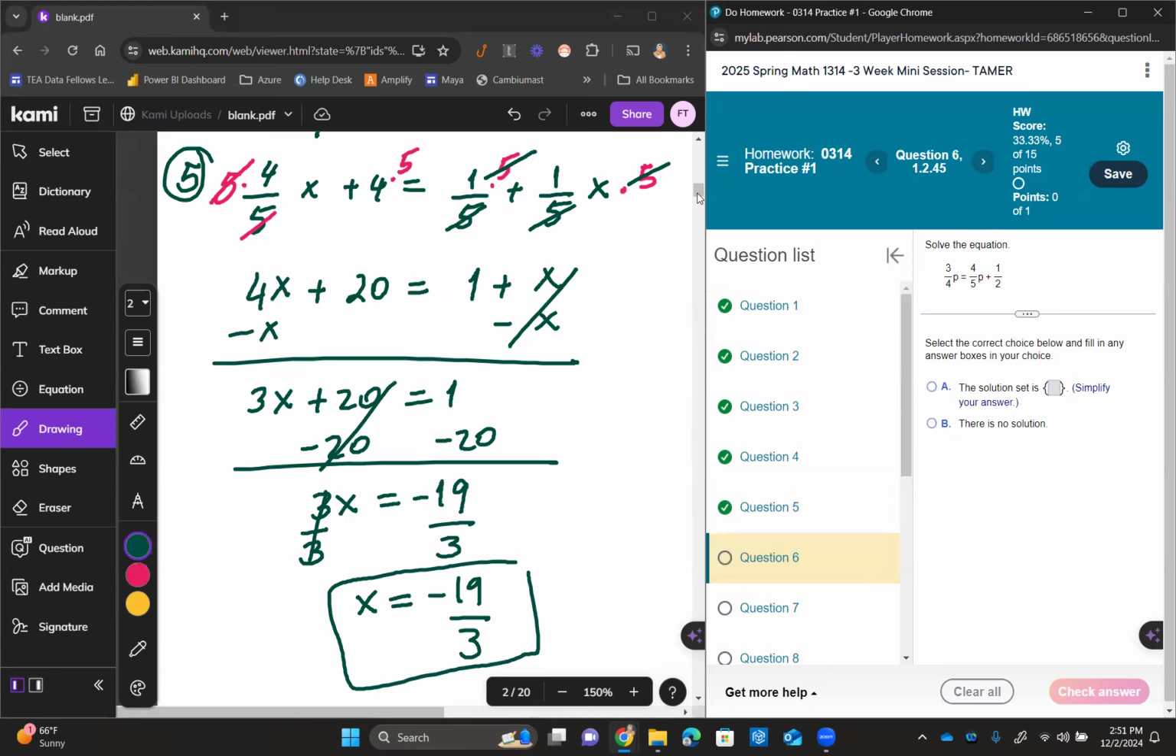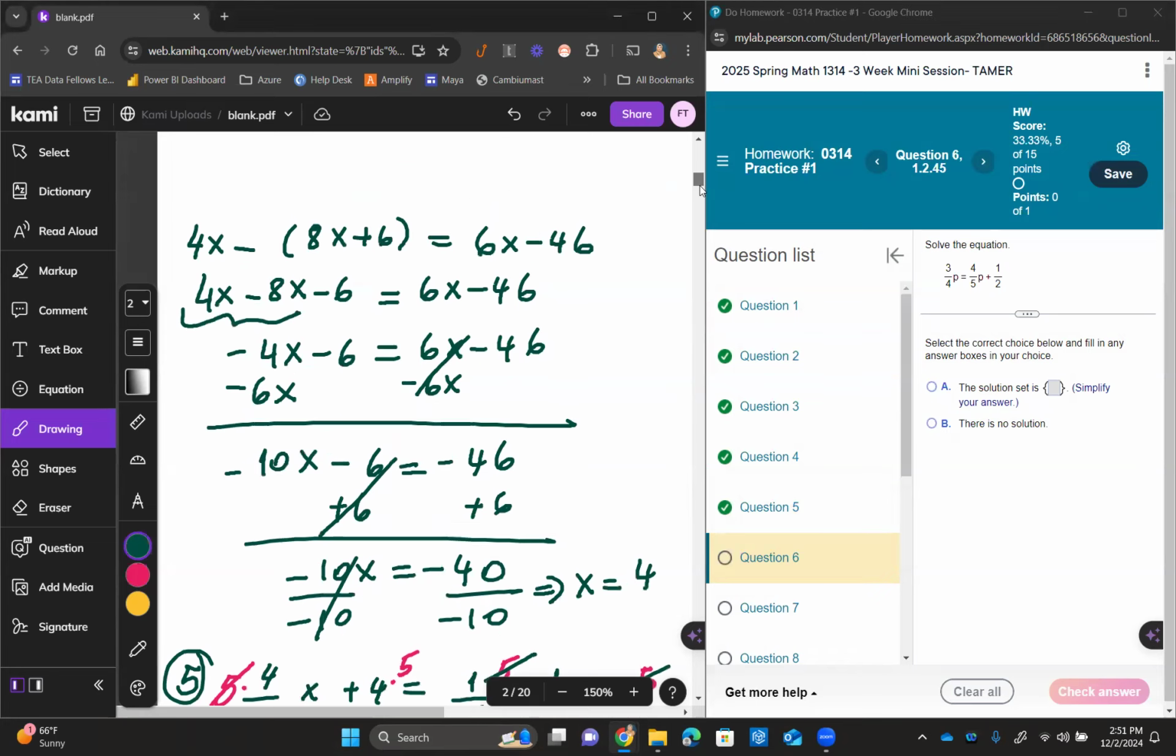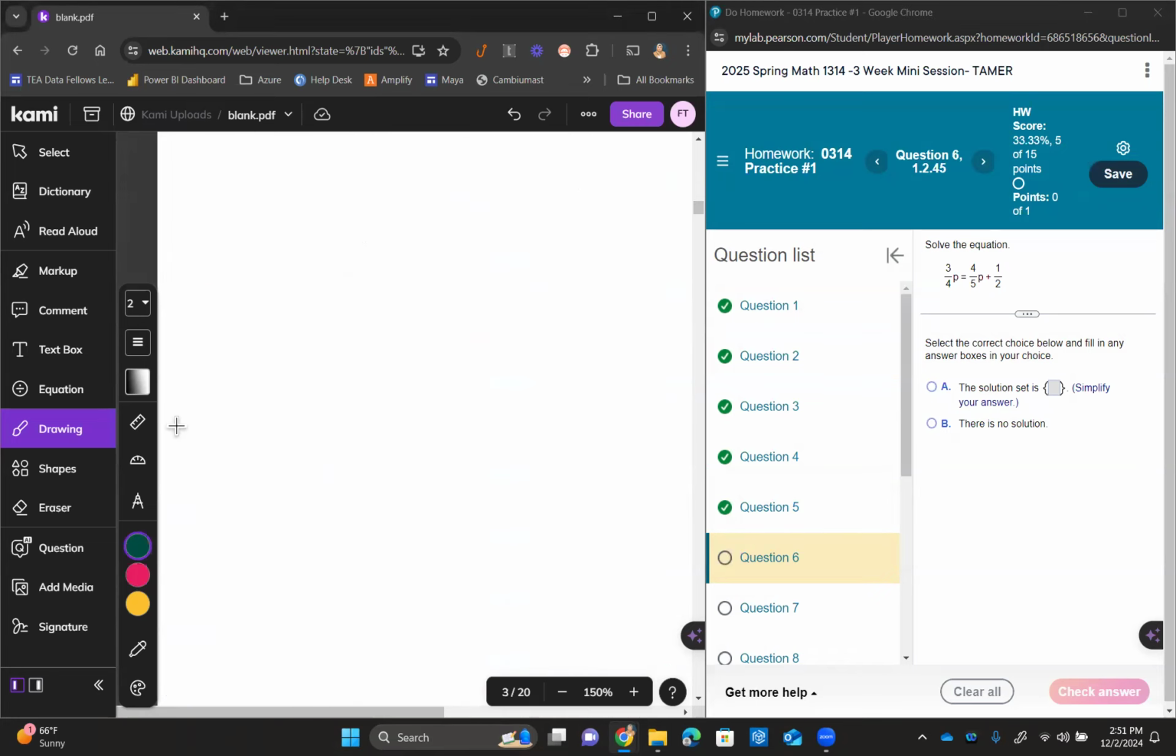Question 6 is a similar question because it has fractions. So let's just open some room and copy the question. So question 6 is 3 over 4 p is equal to 4 over 5 p plus a half.